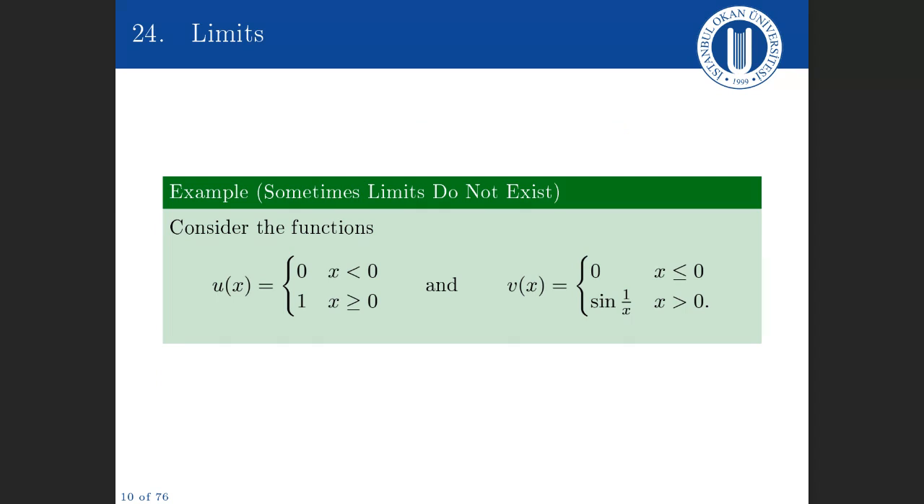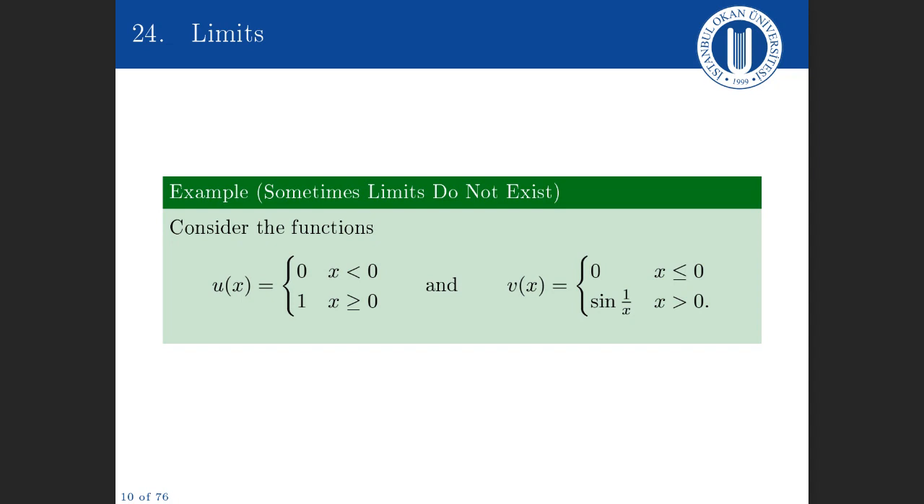Now, sometimes limits do not exist. I'm going to show you two functions which do not have a limit at 0. First function: u is equal to 0 if x is strictly less than 0 and equal to 1 if x is greater than or equal to 0. My second function v of x is equal to 0 if x is less than or equal to 0 and equal to sine 1 over x if x is greater than 0.